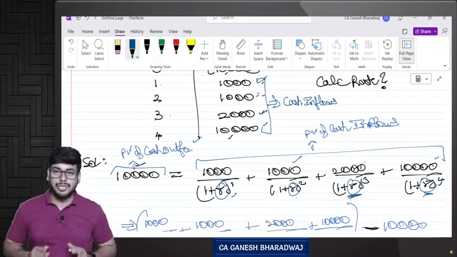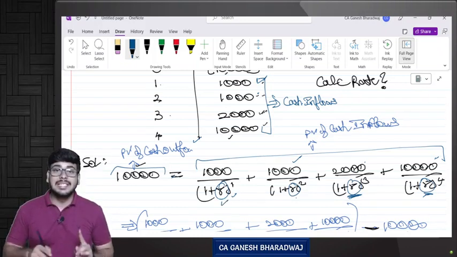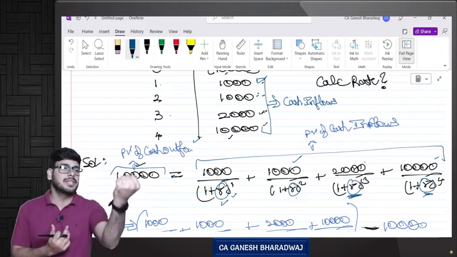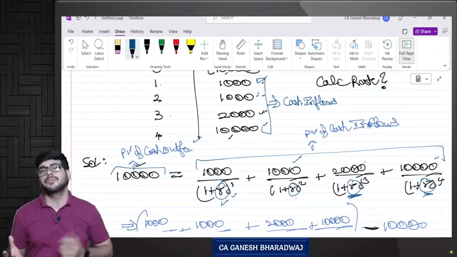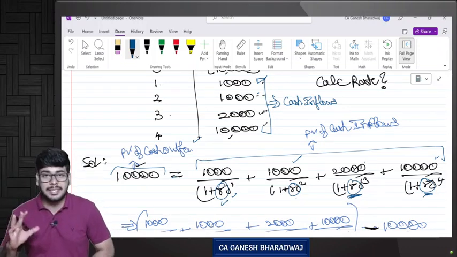Similarly, here, if you see, technically speaking, R is the rate that equates my present value of cash outflow with my present value of cash inflow. Are you all clear with this?